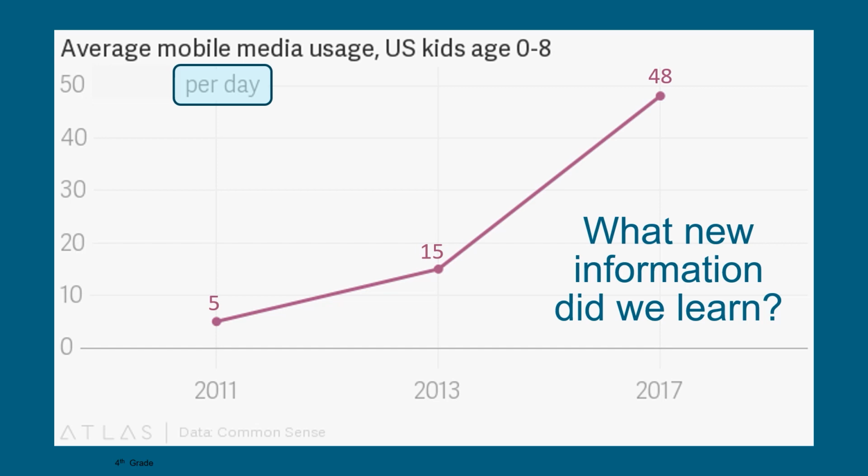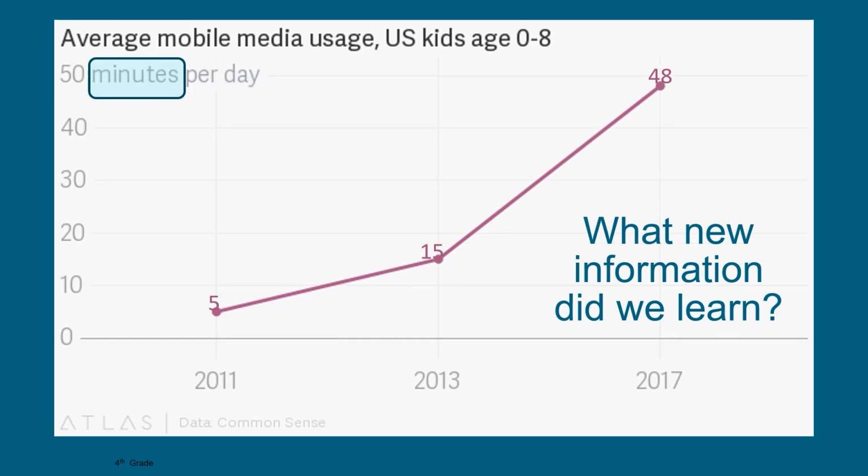What new information did we learn? We learned more information about the y-axis. The y-axis is on the left side of the graph. The y-axis is counting blank per day. What do you think the measurement is per day? What new information did we learn about the graph? We learned that the unit for the y-axis is minutes per day.